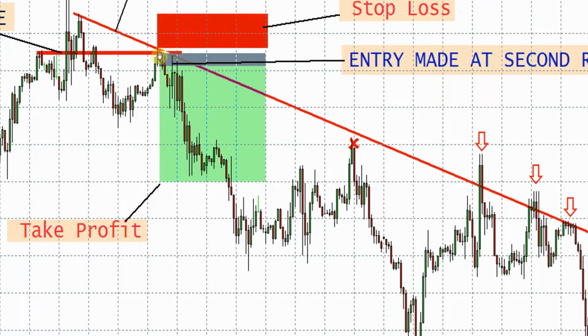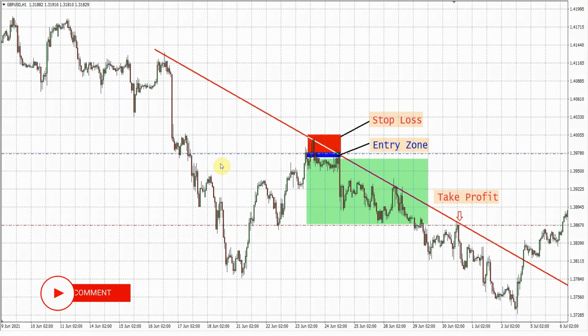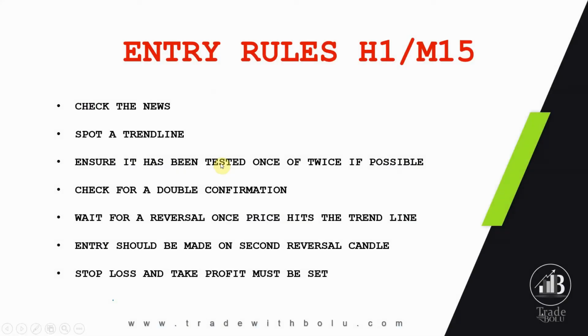All right, so we have a very clear rejection. That's a reversal. Can you see that? After it tested, we had the first bearish candle, second bearish candle, third bearish candle, fourth, and so on before we had a retracement. Then finally it went all the way down. So that is our rejection. So we have the reversal there, and then the entry should be made on the second reversal candle.